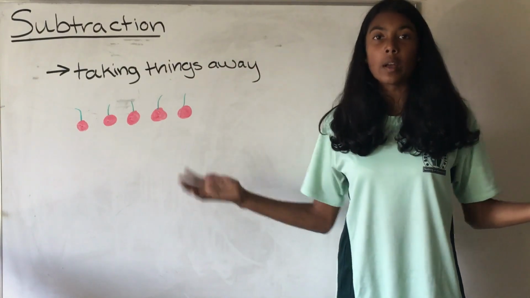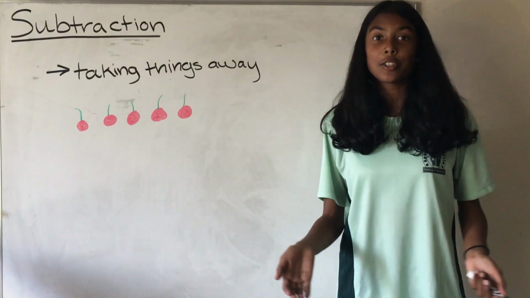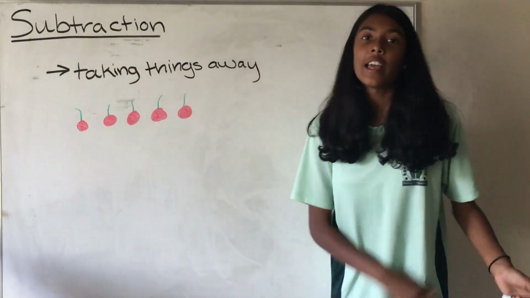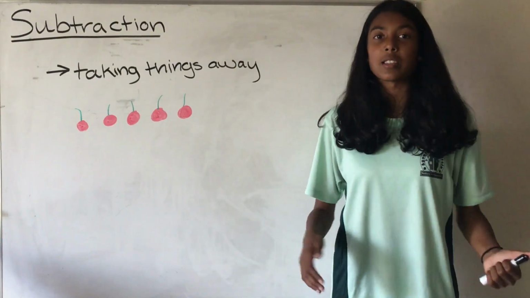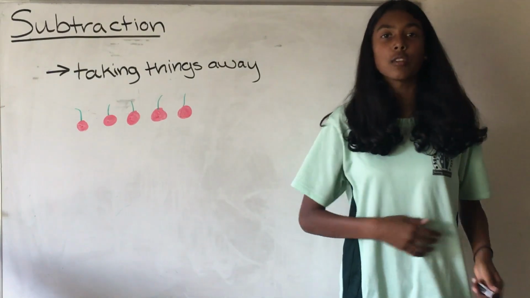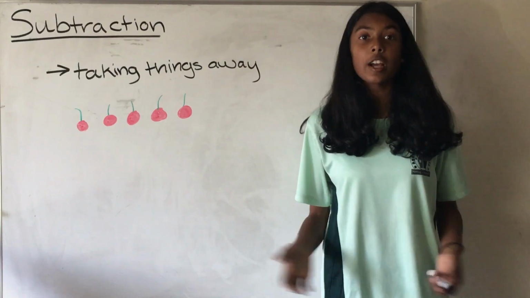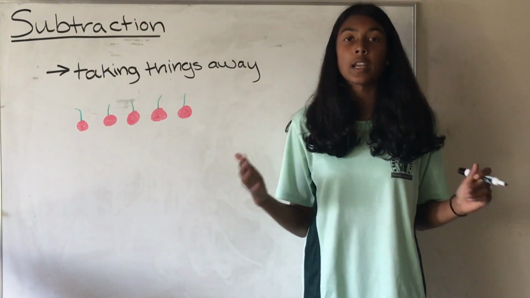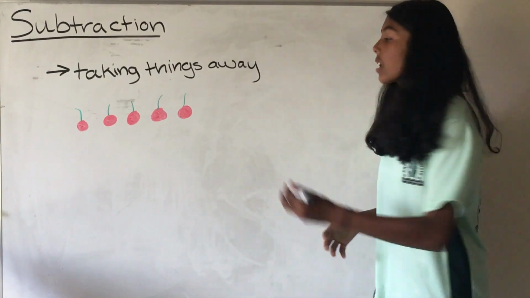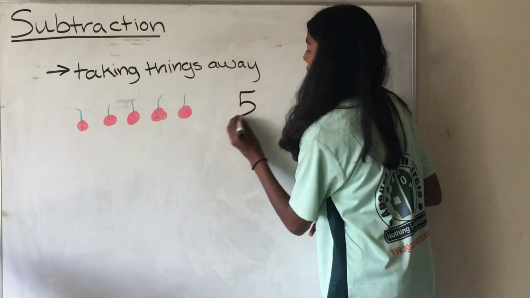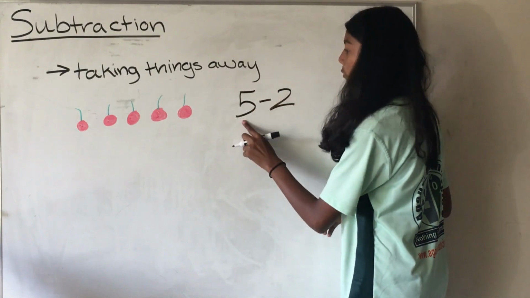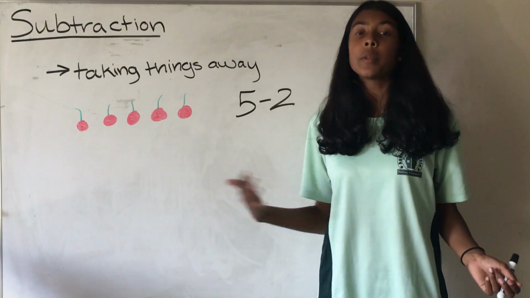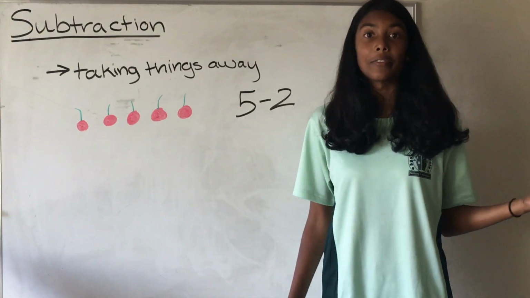For example, if you're going to a grocery store and you pick out 5 cherries, these are my beautiful cherries, and you're like, I want these. And then your mom says, no, take 2 of those away. That is subtraction. So going back to the cherry problem, if we were to put it into a subtraction sentence, we would have 5 minus 2. We start off with 5 and we're taking 2 away. And the answer would be how many are left at the end.